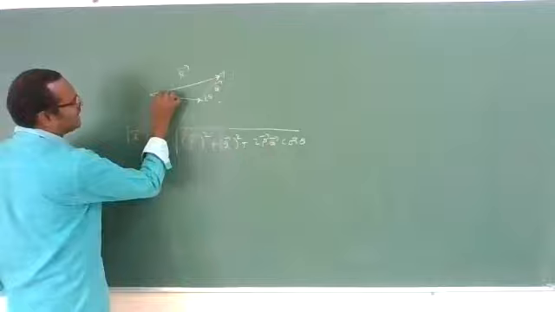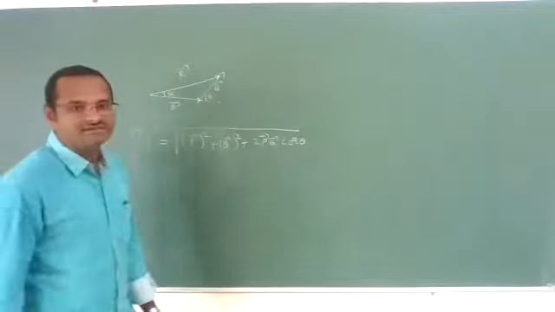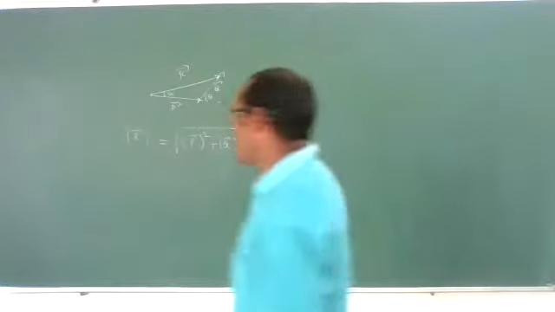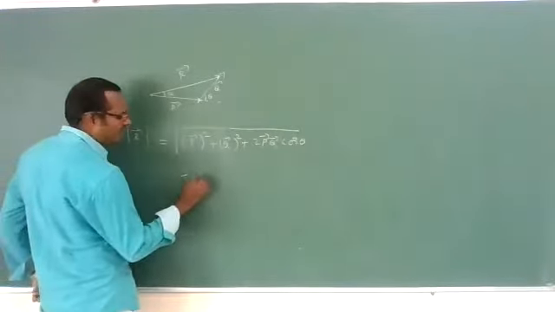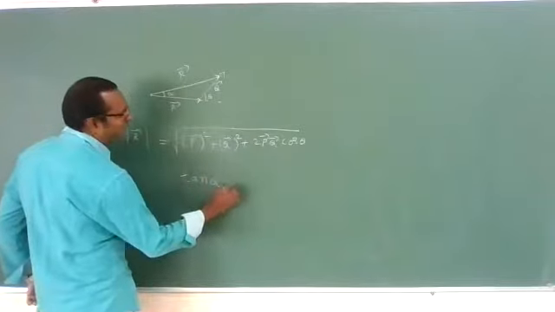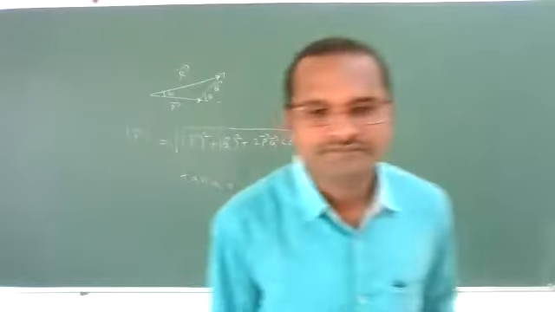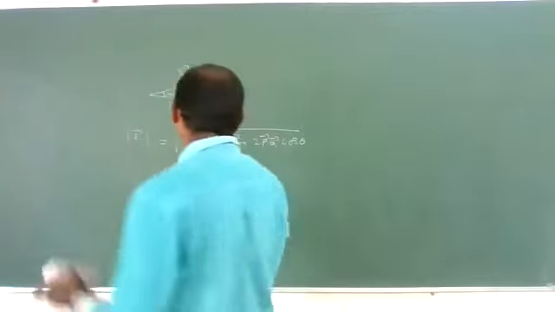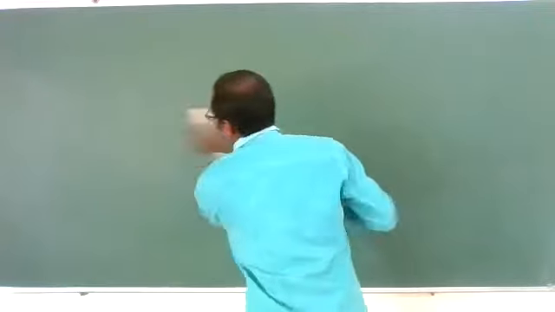Then what is the direction? The resultant r bar is making some angle alpha with p bar. How much is that angle? If you want to find it, you take tan alpha. For that there should be a right angle triangle. Okay, I'll write it down.